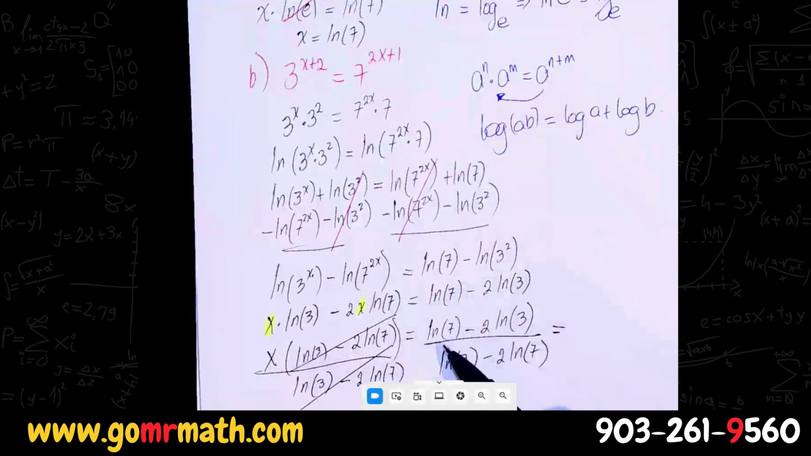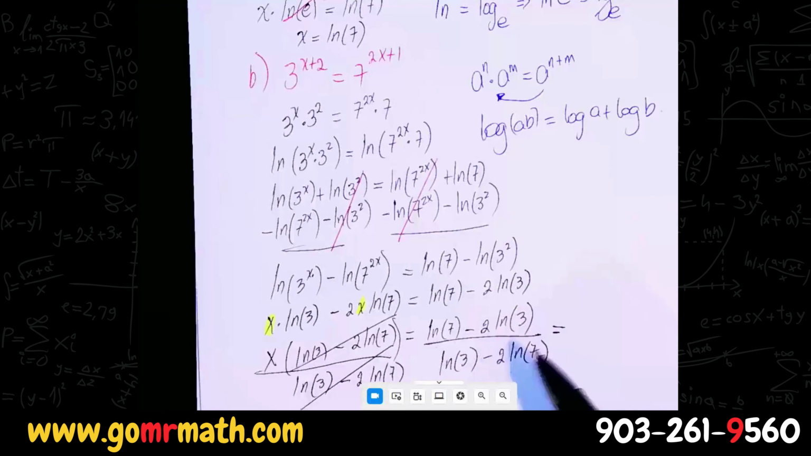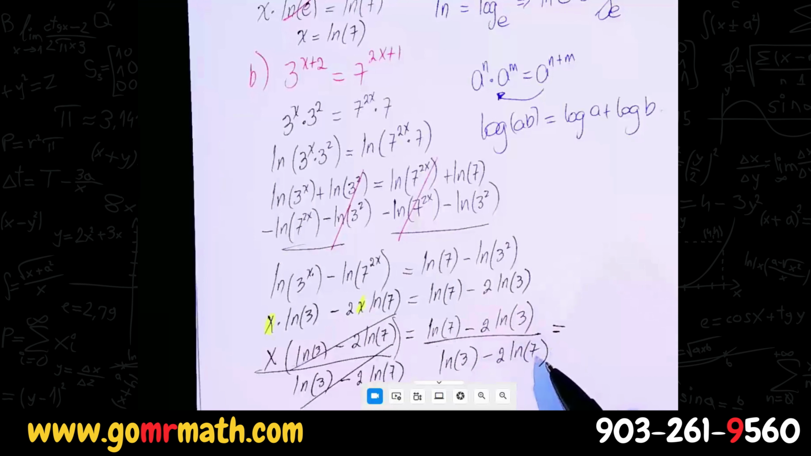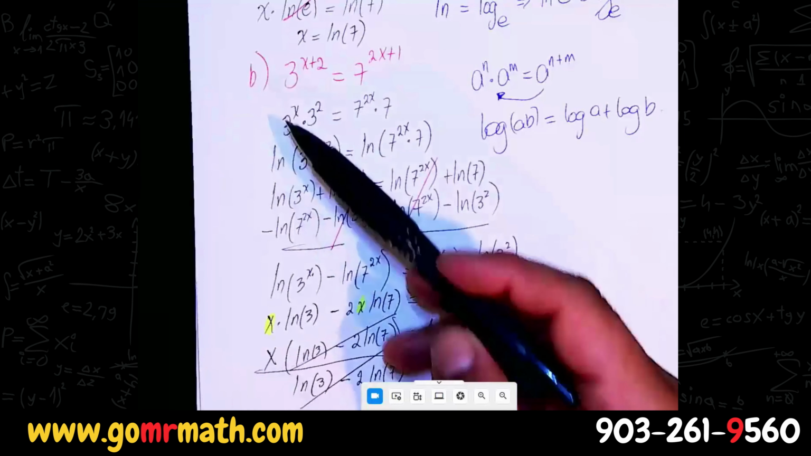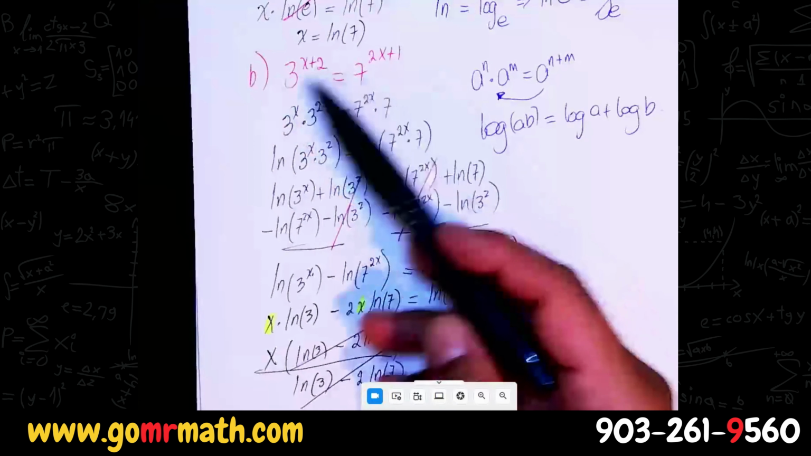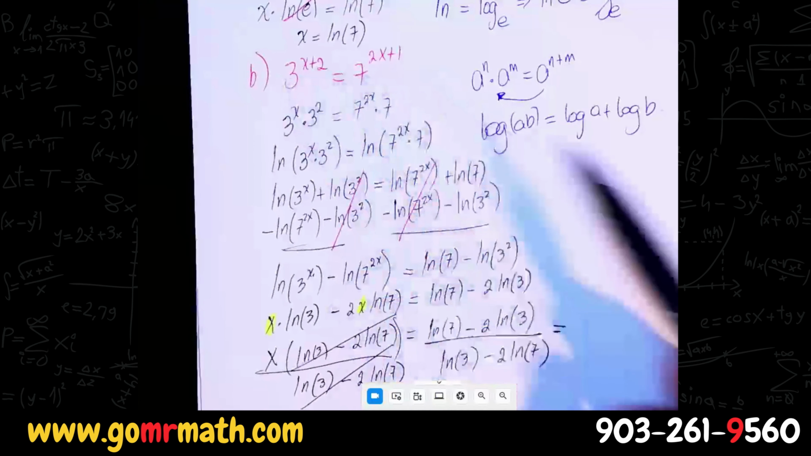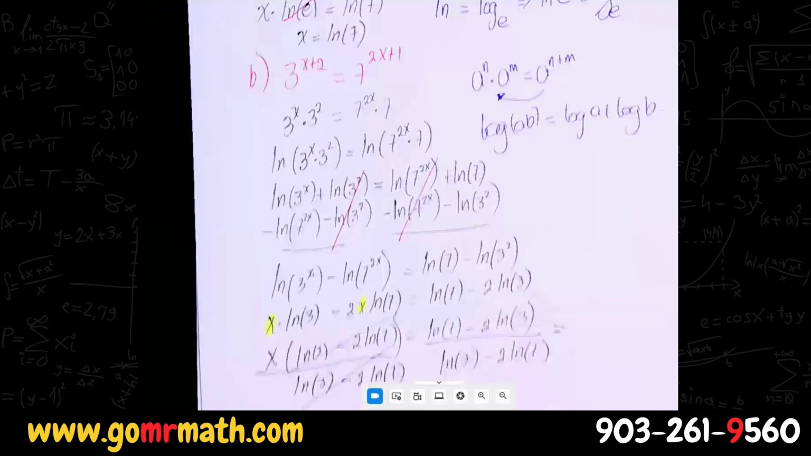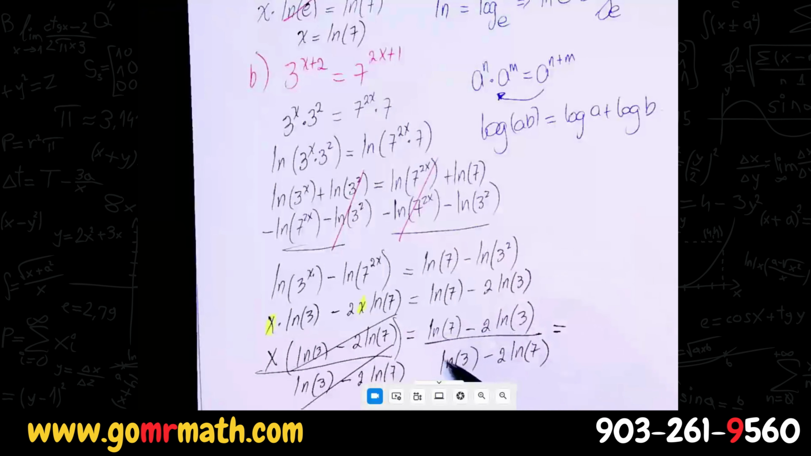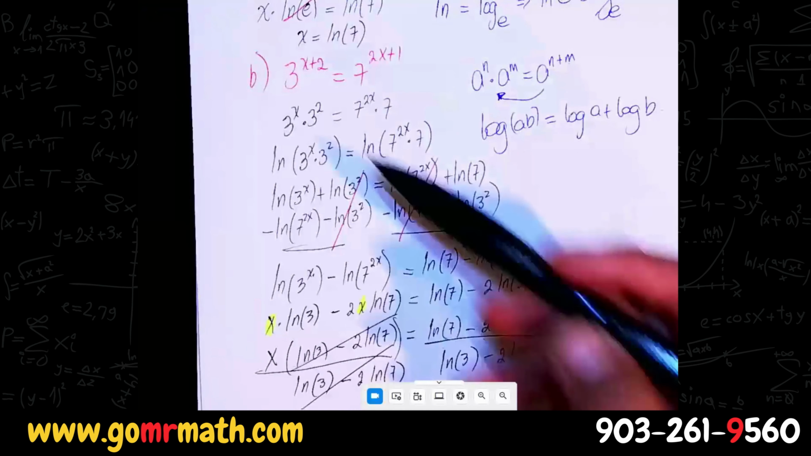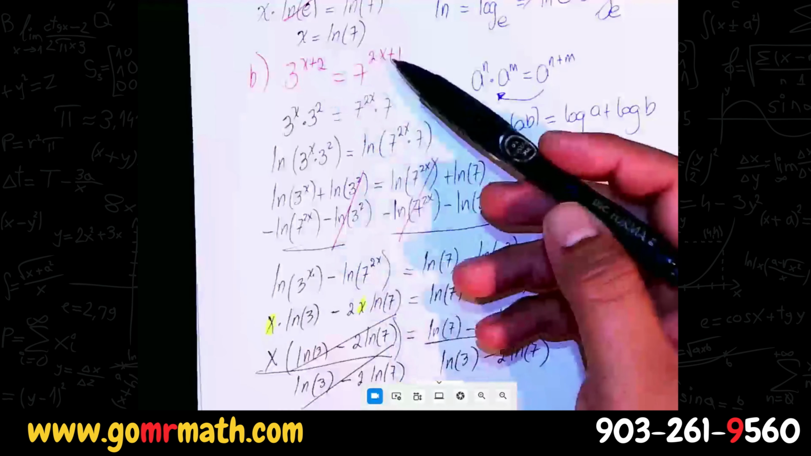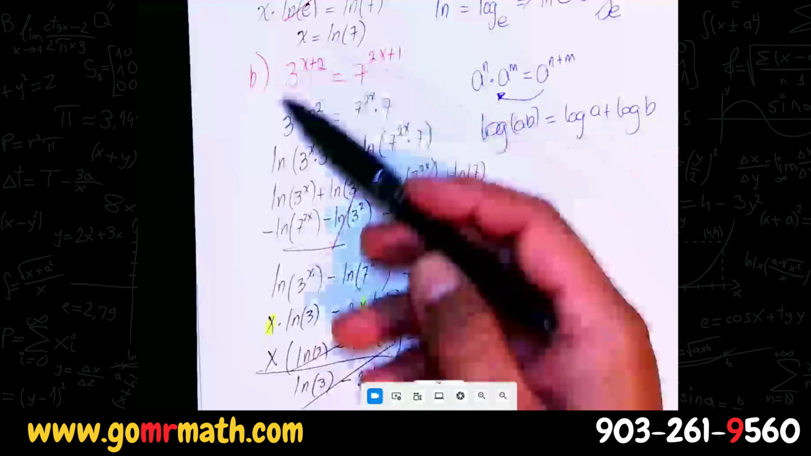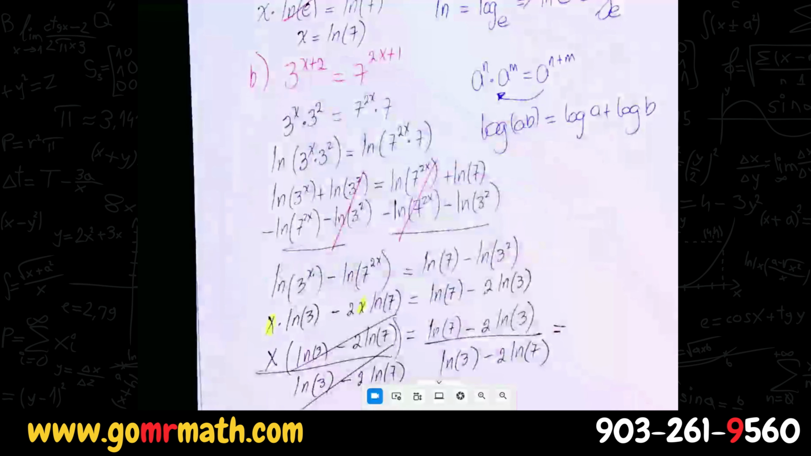x is equal to ln of 7 minus 2 ln of 3 over ln of 3 minus 2 ln of 7. It's not an elegant solution, but I think that's because of the problem. We don't have the same base here, so it's really difficult to put into an elegant solution. But this is the number. Remember, at the end, if we plug this value of x into both sides, the equation will become true.